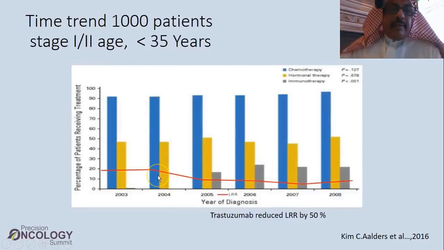Because if you look at the time trend in this study of over 1,000 young patients with early stage disease from 2003 to 2008, chemotherapy was used along all the years, hormonal therapy was used along all the years, and then here is where the immunotherapy trastuzumab was introduced. And you could see this line of the local recurrence.